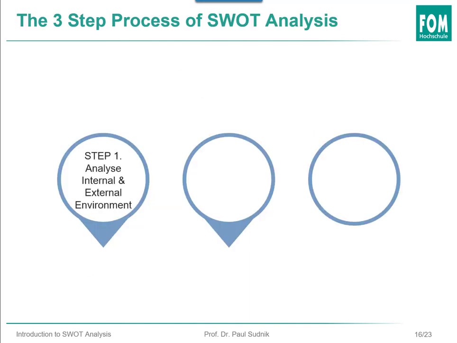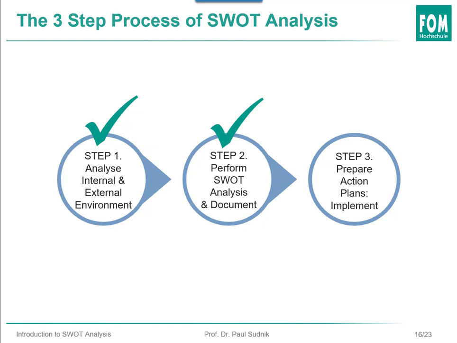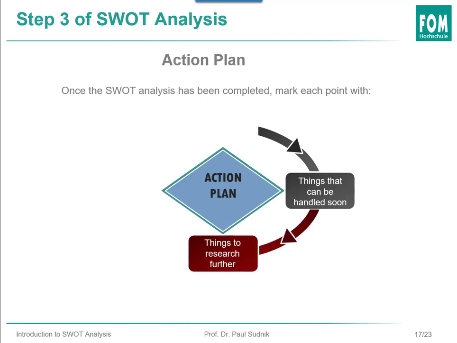So having successfully completed the first step of the SWOT analysis, having successfully completed the second step of the SWOT analysis, we can now move on to the third step of preparing action plans for implementation. So once the analysis is completed, we want to mark each point as part of the action plan, firstly identifying things that we can do quite quickly, things that we can do soon, that we have the resources and capabilities to deal with now. We'd then look at things that we must research further, things that we have to get more information on before actually deciding how to handle them.